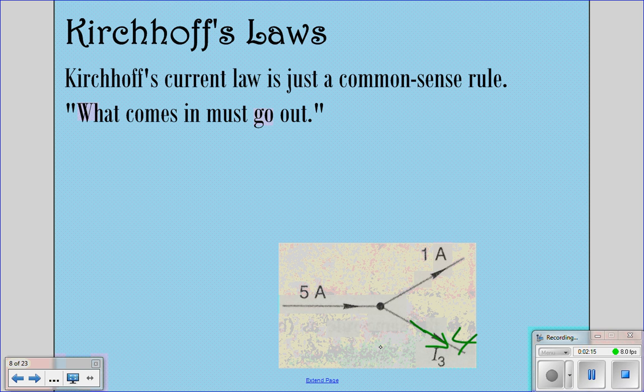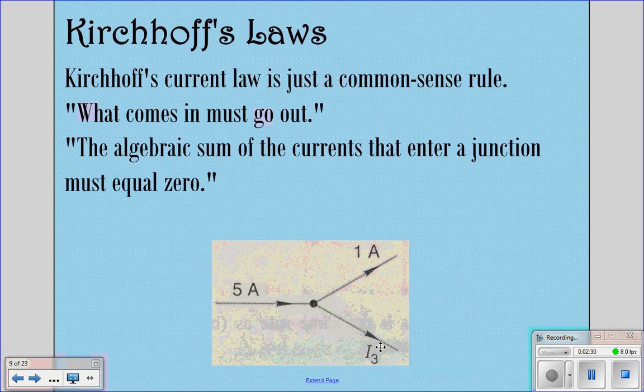So it says that this version of his current law is seldom used or seldom encountered. The versions that are encountered often make this rule difficult to understand. And so I'm going to draw you another picture to go with this: the algebraic sum of the currents that enter a junction must equal 0. So the algebraic sum of your currents that enter your junction must equal 0.